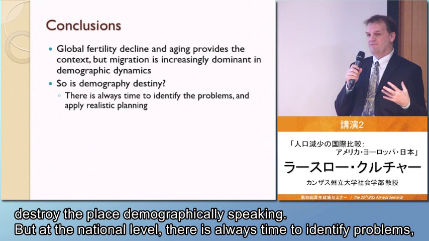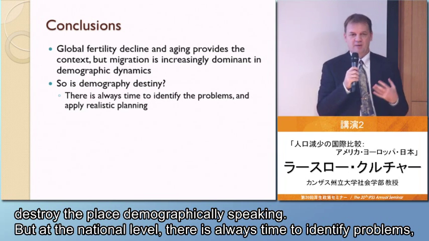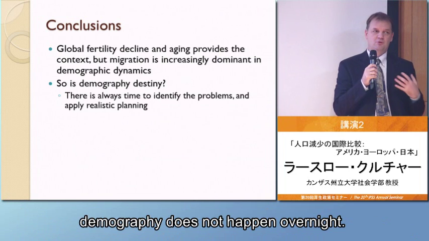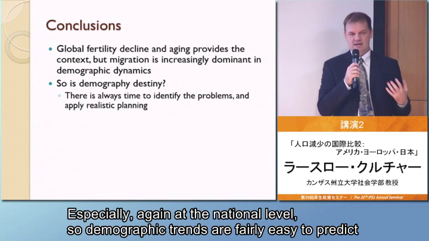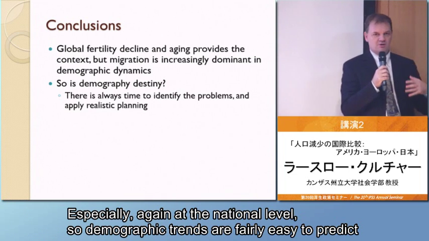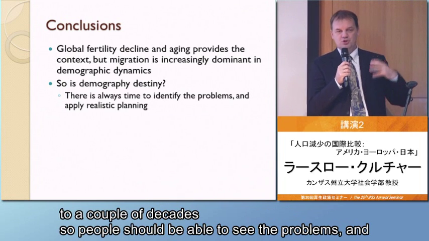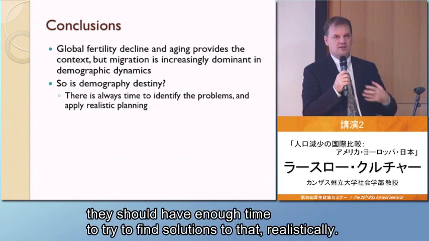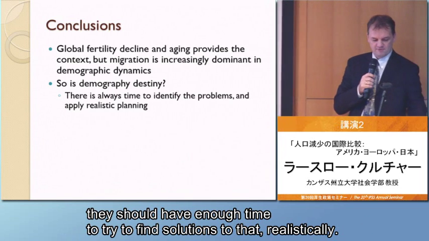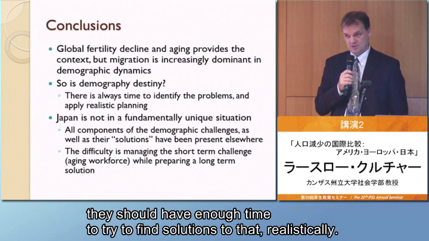But at the national level, there is always time to identify problems. Demography does not happen overnight, right? Especially, again, at the national level. So demographic trends are fairly easy to predict a couple of decades out, so people should be able to see the problems, and they should have enough time to try to find solutions to that, realistically.